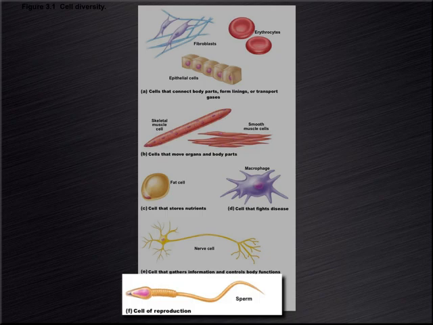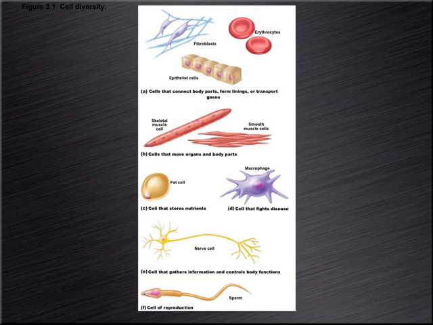Now, if you get a little disgruntled that the author chose to show a sperm cell for the example of a cell of reproduction and not an egg cell, I'd remind you to check the authors on your textbook. They are both women. Talk to them if you got a problem with this particular picture.